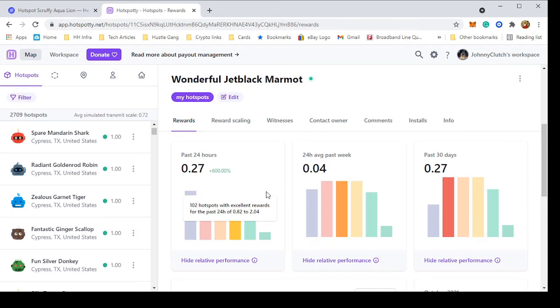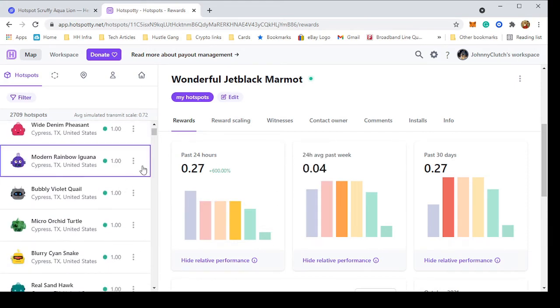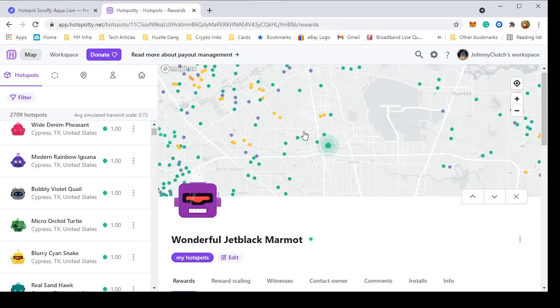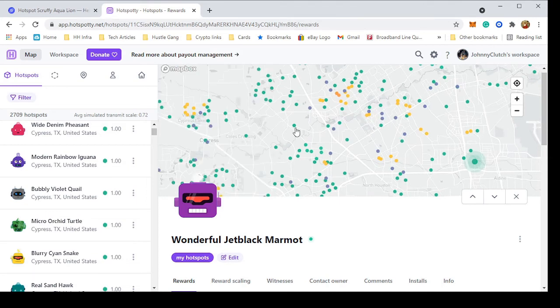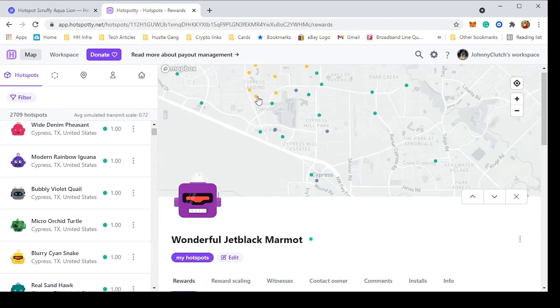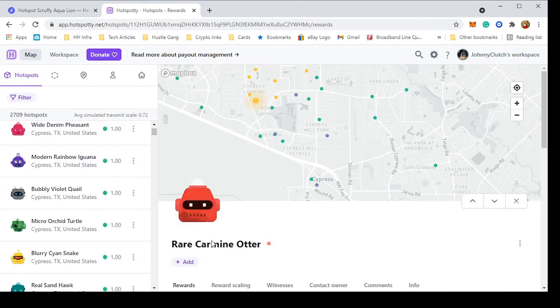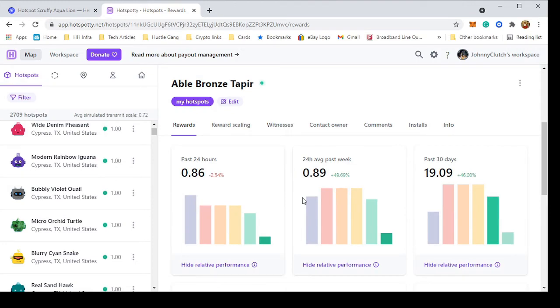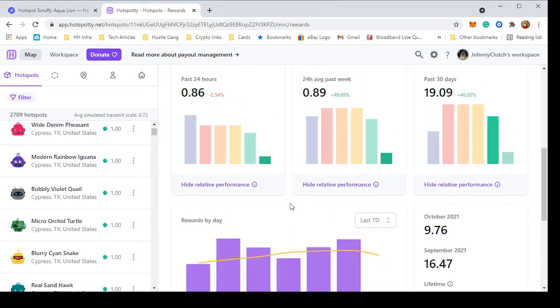So with all that being said, let's take a look at the breakout for our main guy, who's really looking good now. He's looking a lot better than what we were seeing. I believe that's us right here. Nope, that's the other guy. That's me right there. There we go. All right, so Abel Bronze Tapper, I don't know how to pronounce that. I'll figure it out.